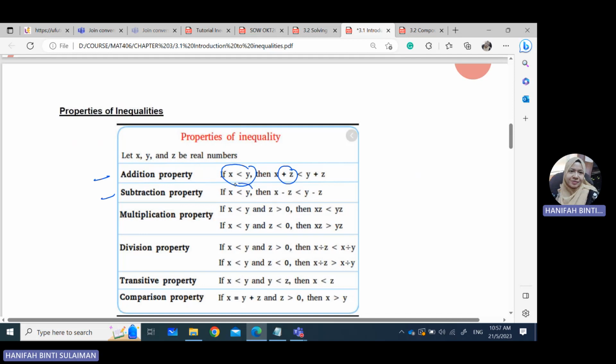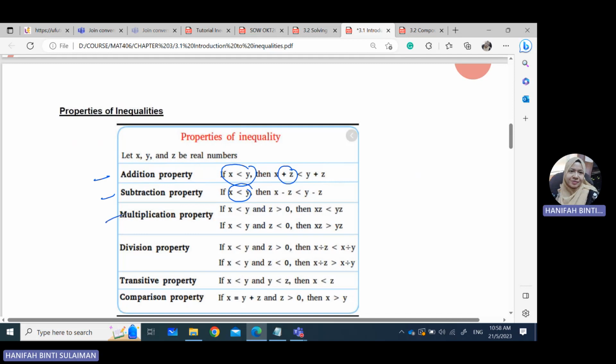So let's say we have this inequality which is X less than Y. So we want to subtract with Z. So di sebelah kiri tolak Z, di sebelah kanan pun you kena tolak Z juga. So apa yang kita buat di sebelah kiri, di sebelah kanan pun kita kena buat benda yang sama. Sama juga macam equation kan. So equation kalau kita tolak satu di sebelah kiri, di sebelah kanan pun kita kena tolak satu juga. Sama je. Cuma beza dia dekat sini kita gunakan inequality sign.